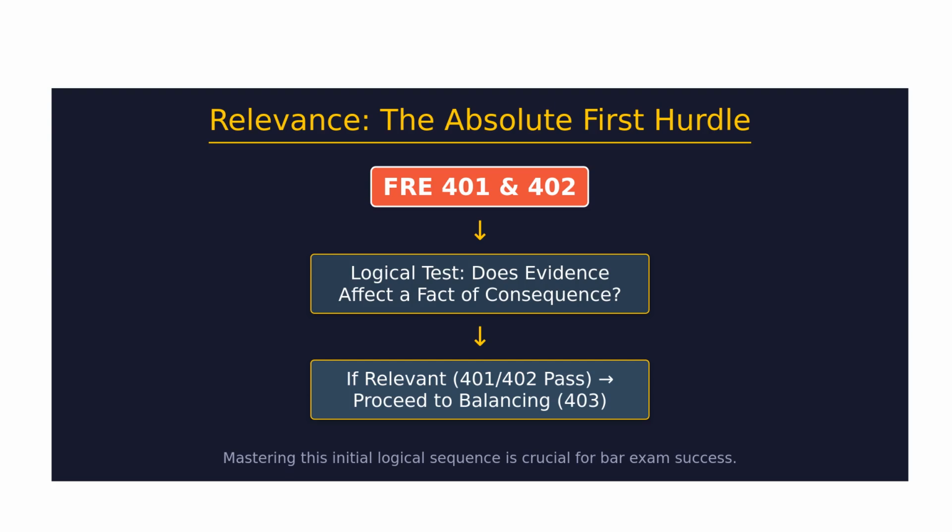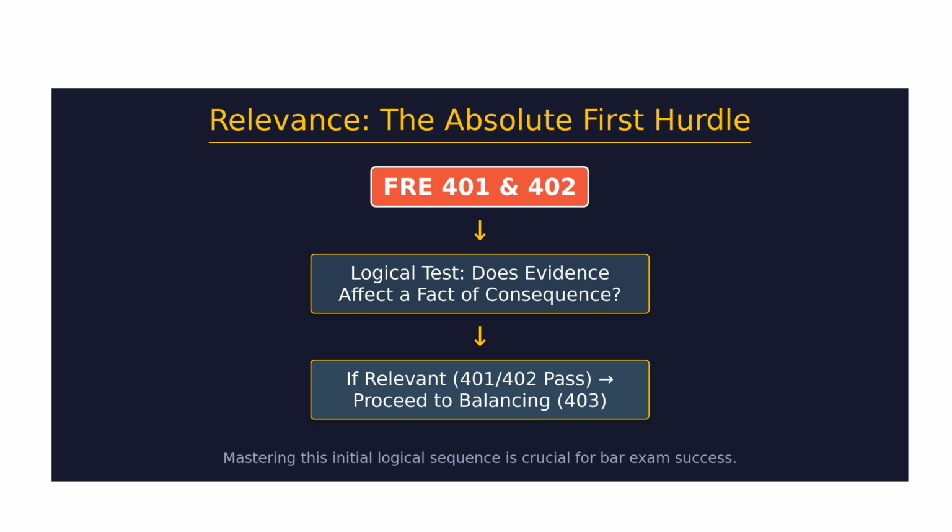When analyzing any piece of evidence for admissibility in a trial, you must approach it systematically, following a strict sequence. The entire structure of the federal rules of evidence hinges on one initial, non-negotiable requirement: relevance. Before we discuss hearsay exceptions, authentication requirements, or testimonial privileges, the evidence must clear this foundational logical test.